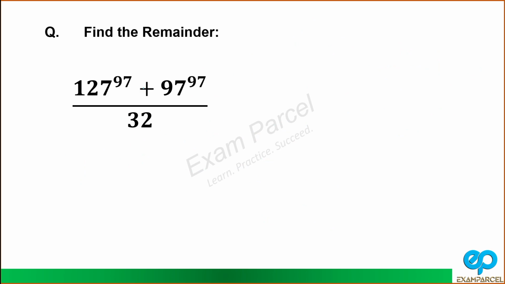Next question: 127 raised to an odd power plus 97 raised to an odd power. Both are the same powers and they are odd. So you should notice this thing. The very first thing that you should notice is that the powers are odd, and this is being divided by 32.